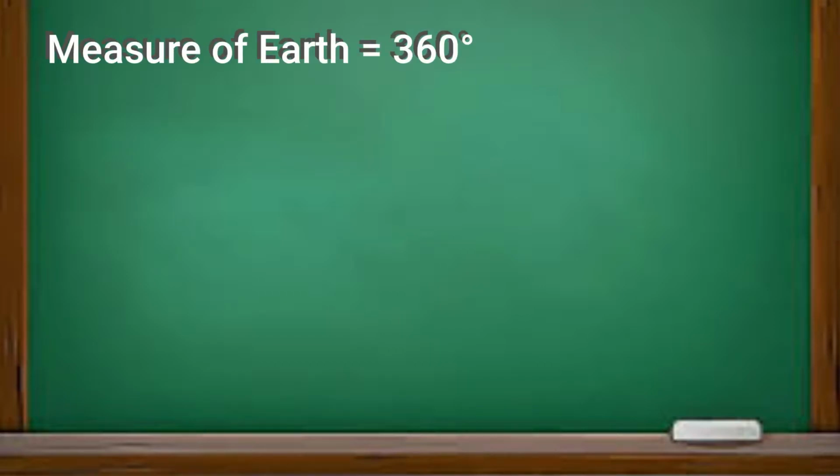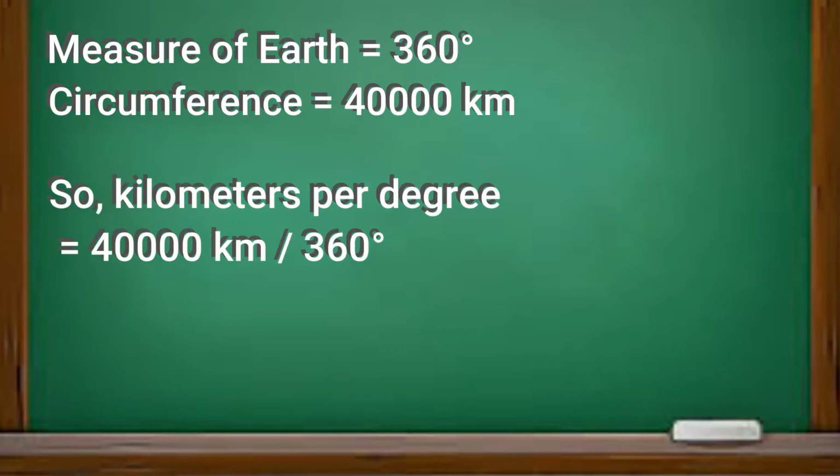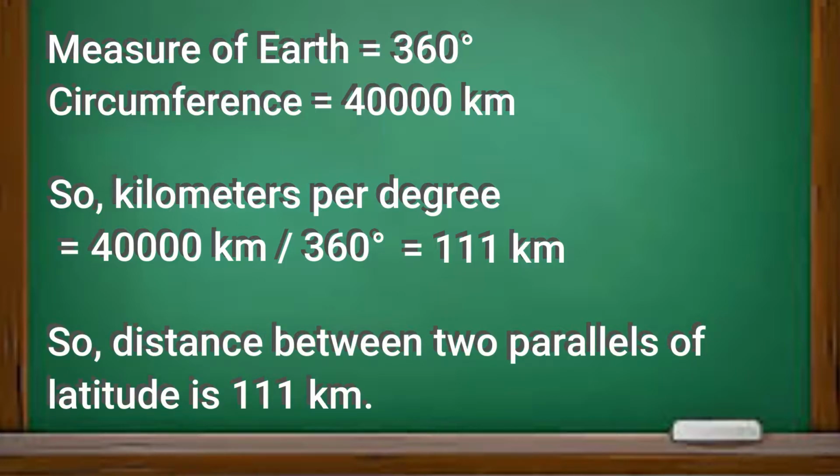Now how did we get it? The entire earth is a sphere. So that means it is of 360 degrees and the circumference of the earth is 40,000 kilometers. So 40,000 divided by 360 gives me 111 kilometers. So the distance between two parallels of latitudes is 111 kilometers.